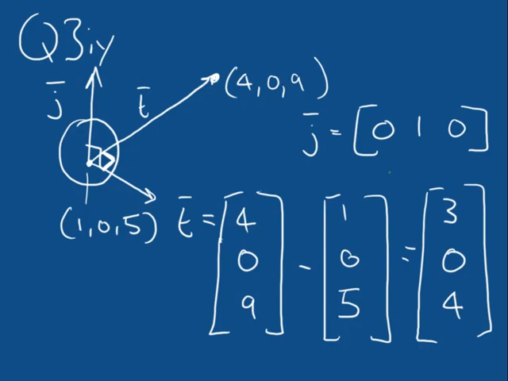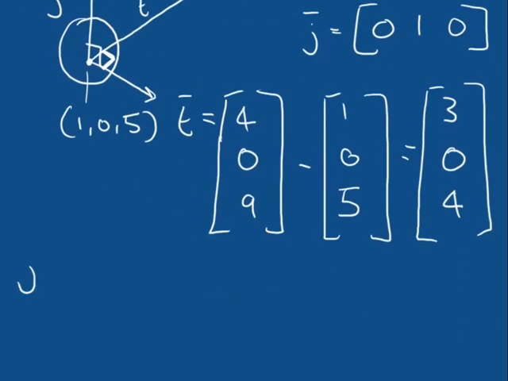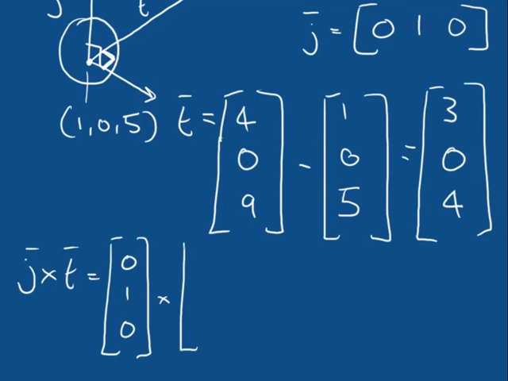So the method we've used is to construct a vector that represents our direction of travel. We've realized that the axis is going to be perpendicular to this vector and to our y-axis, so we've constructed a vector that represents our y-axis, and now we're going to take the cross product of those vectors. So I'm going to take the cross product of j crossed with t, which is (0, 1, 0) crossed with t, which is (3, 0, 4).